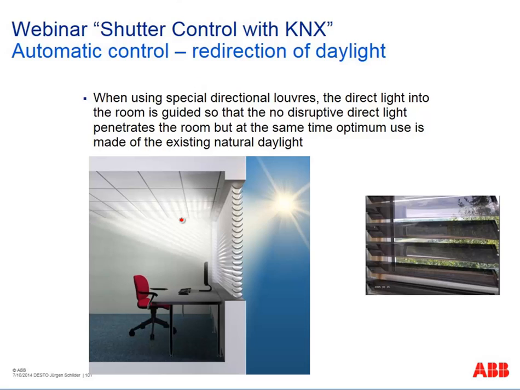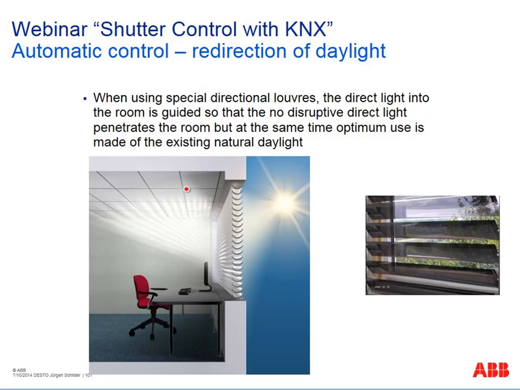So the next automatic control is the redirection of the daylight. The first step is we need some special kind of slats or lamellas. You can see on the right side a type of these special devices. The surface of the devices is like a mirror. So these are not standard slats or lamellas. They have a surface like a mirror. And so the sunrays, which come from outside, can be redirected inside the room.